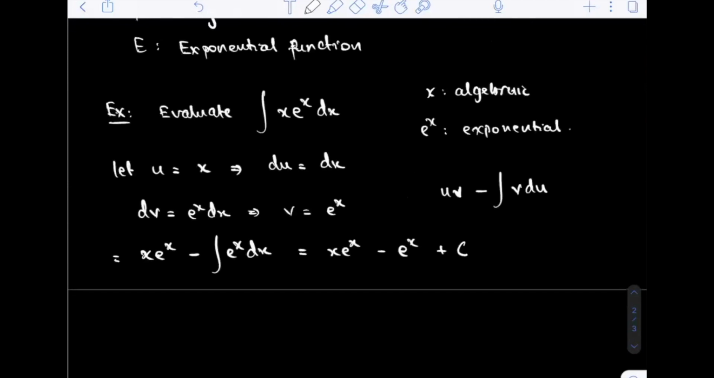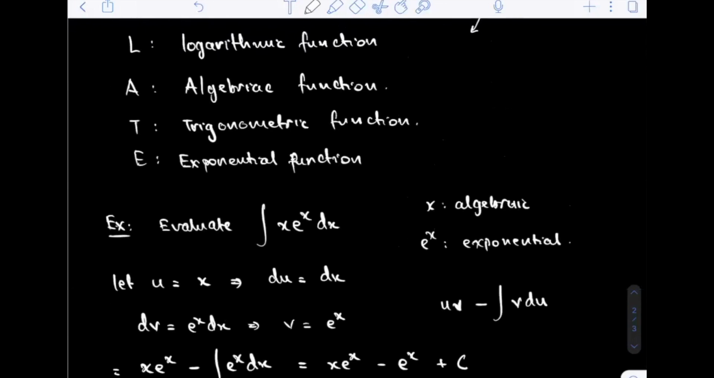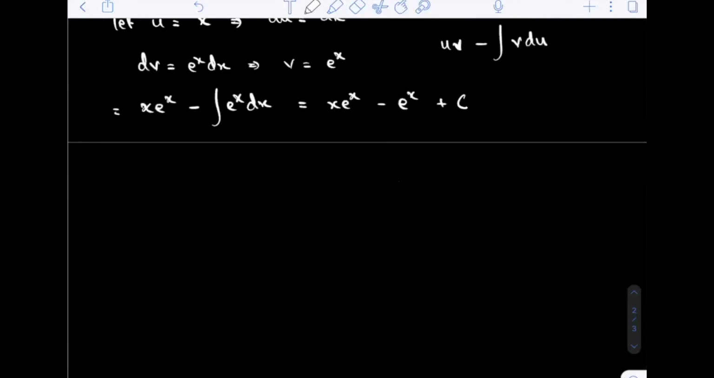As I mentioned, you should follow this ILATE ordering. Look at the rank. If you choose u equal to e to the x, you're not going to be able to solve this problem at all. It's not going to work out. If you want, you can try it out. But you should not be able to solve this integral by letting u equal to e to the x first. Alright, let's move on to the next example.